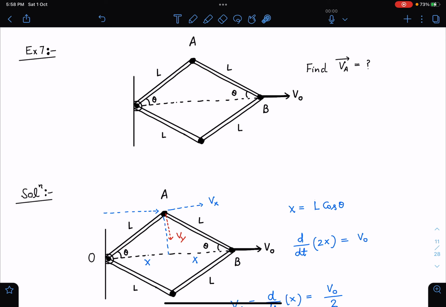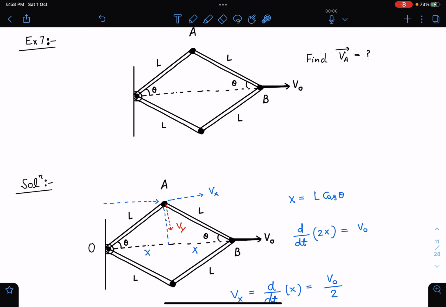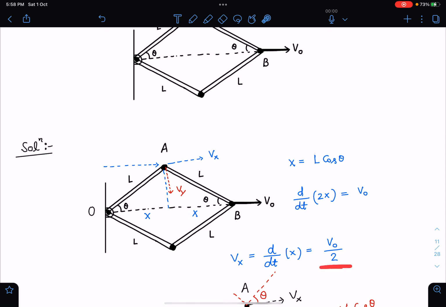Now there are multiple ways of solving this question actually. At any given instant, if this distance is x, this is also x by symmetry, so I can say d by dt of this entire distance is v naught. And if you check this part clearly, this is x, so velocity vx I can write as dx by dt, which is going to be v naught by 2. Now I have to calculate this vy.